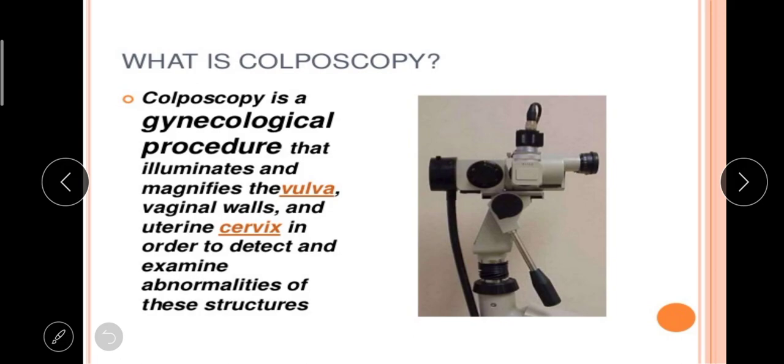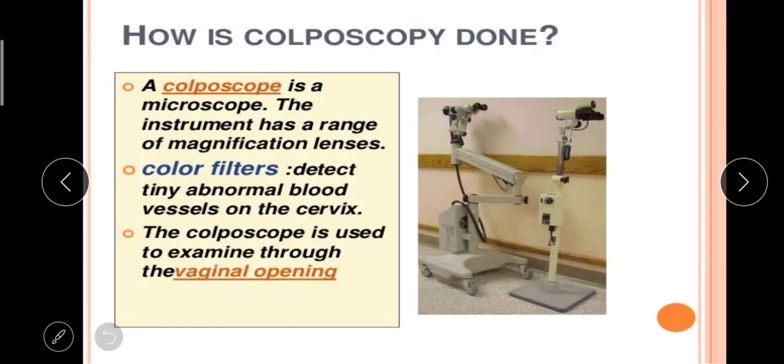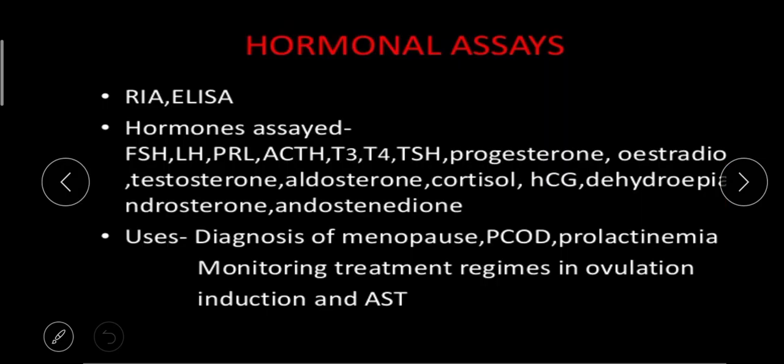Okay, next one is colposcopy. Colposcopy is a gynecological procedure that illuminates and magnifies the vulva, vaginal wall and the uterine cervix in order to detect and examine abnormalities of these structures. With the help of this instrument, called a colposcope, they are going to visualize these parts. That's why the name colposcopy came.